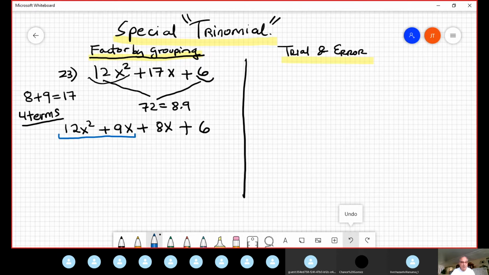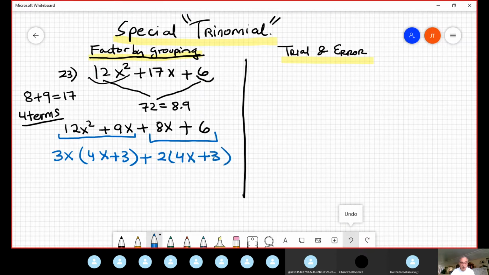Remember, grouping is by couple. The GCF in the first couple is 3x, and we have 4x plus 3. The GCF in the second is 2, and we have 4x plus 3. I suppose you remember, in this moment I am happy because it's the same factor. It's 4x plus 3. I factor out 4x plus 3 and open a new parenthesis. Inside the new parenthesis, I put this guy and this guy: 3x plus 2.